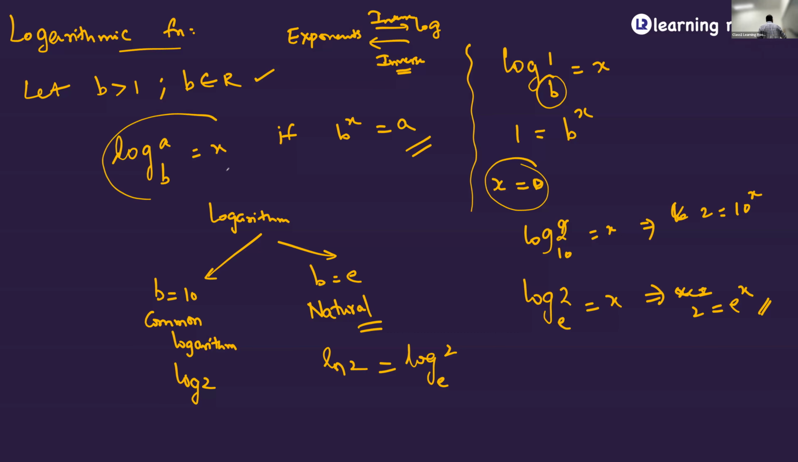Log of a base b will be equal to x if b power x is equal to a, and logarithm is basically classified into two types, the common logarithm and the natural logarithm. And this explained how to convert the exponents to the logarithms and vice versa. You know how to do it.